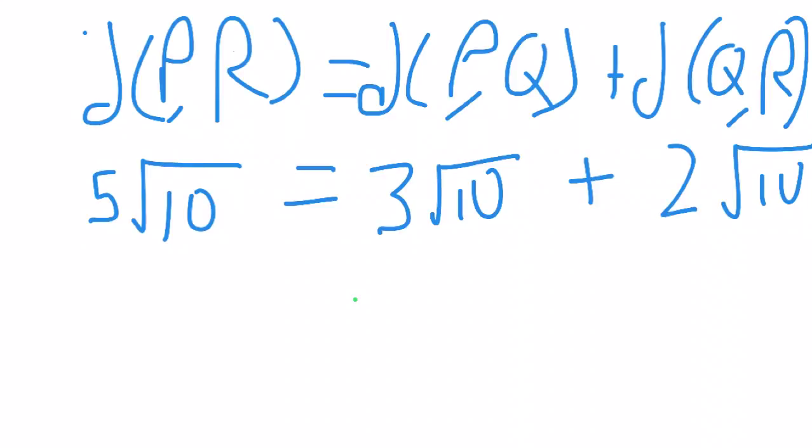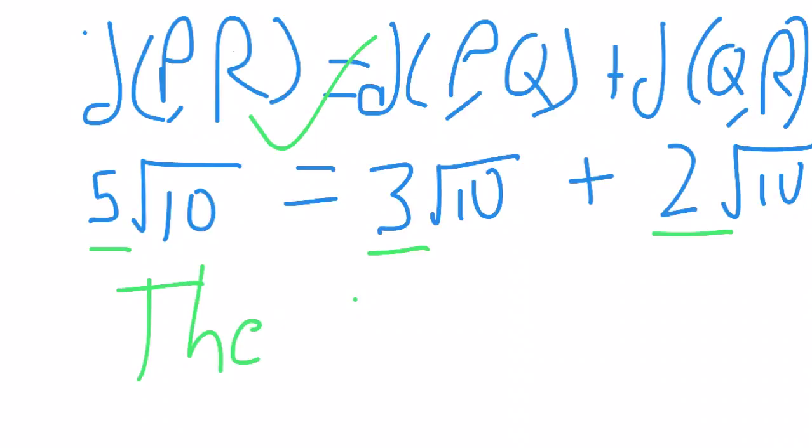And since they all have the same square root, you just check the coefficients, the numbers in front. We know that 3 plus 2 gives you 5. So, yes, they are collinear.